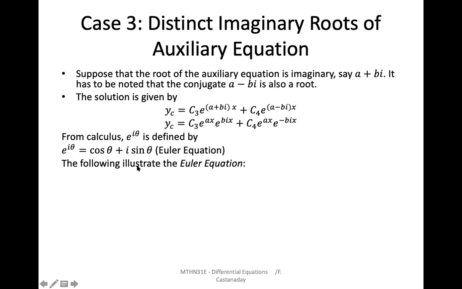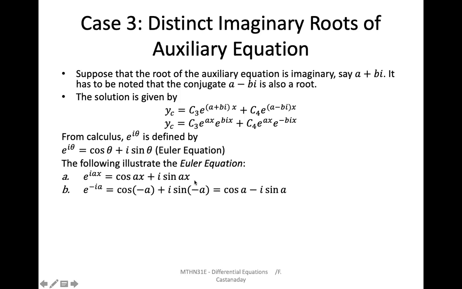The following illustrate the other equation. Let me present this illustration, for these are valuable for the derivation later. It should be noted that e raised to i times ax, so let theta be equal to ax, we can rewrite this as cosine of ax. Again, this is theta, plus, you just copy the imaginary unit i, and then sine of ax. Clear?